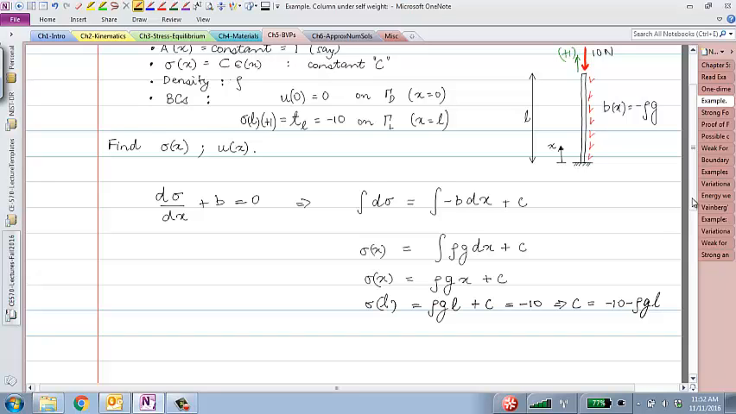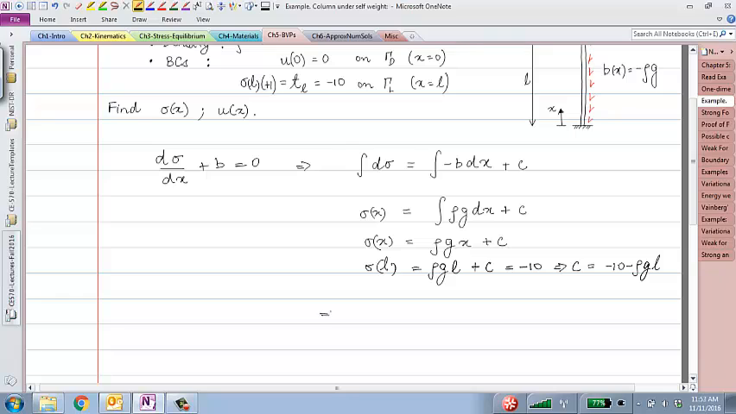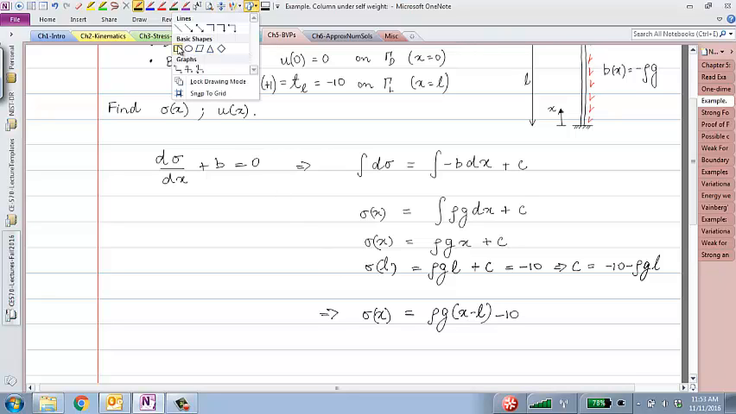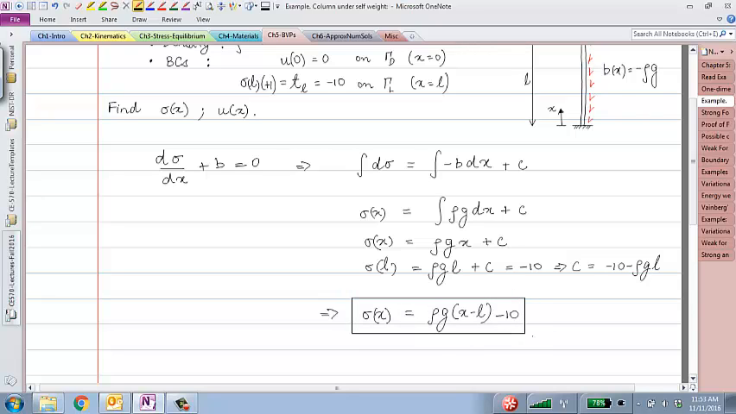Okay, and that means that sigma x is equal to rho G x minus L minus 10. That immediately gives me an expression for the stress as a function of x along the length of the bar. That's the uniaxial stress. Clearly, it is a function of x.